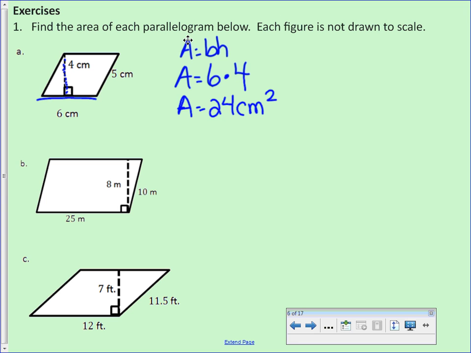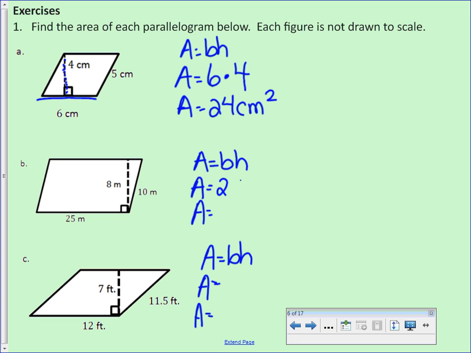So 6 times 4, area equals 24 centimeters squared. So try B and C on your own, and then write your answers on your dry erase board and hold them up. All right, looks like everybody did very well. So we have 25 times 8, that was 200 meters squared. 12 times 7, 84 feet squared.